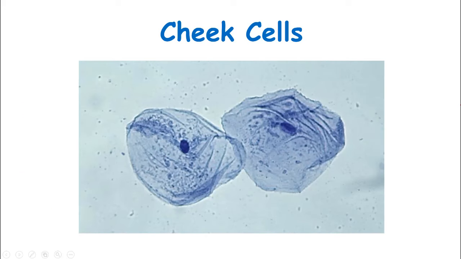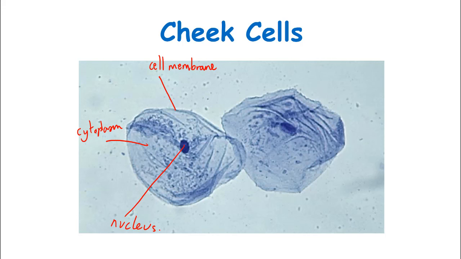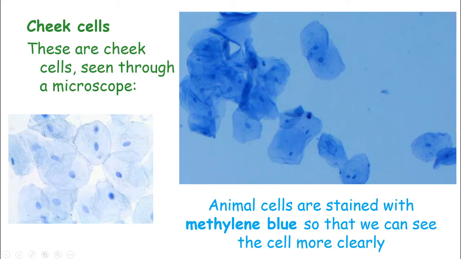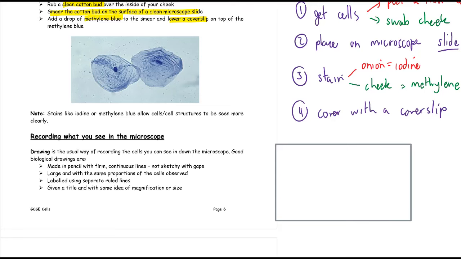Now, cheek cells here, this is what you would see. So they appear blue because we've stained them with methylene blue. The only things we can really make out here are the cell membrane, which is around the outside, the cytoplasm, and the nucleus. So, way less to see in the cheek cells. Now, we just said that we used the stain so that we could see them more clearly. So the next little part then is an important skill, recording what you see in the microscope.